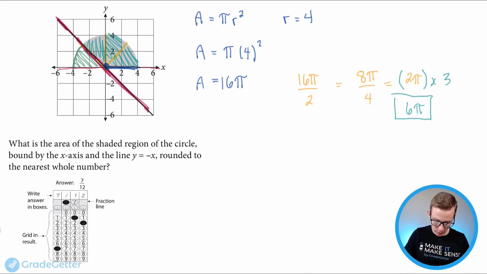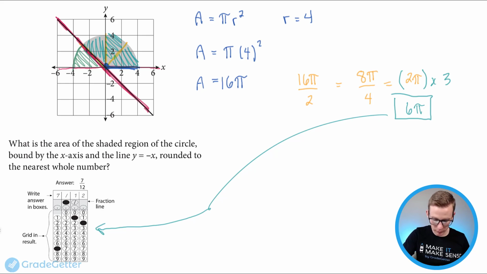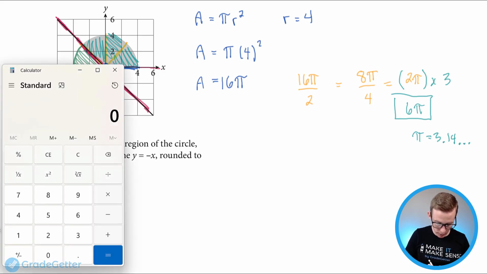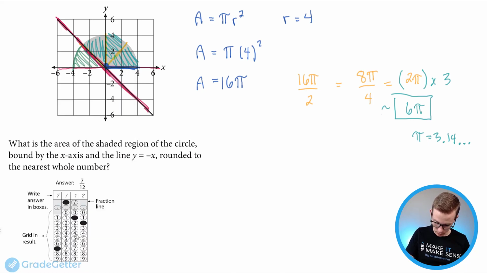But remember, we've got to bubble in our answer, and they're not going to have pi listed as an answer or a number for us to bubble in. So I've got to multiply 6 times pi. Well, pi equals 3.14, and you've got some numbers after that. So if I type this into the calculator, because we are allowed to use our calculator on this portion of the test, and say 6 times 3.14, it's going to give me 18.84. Approximately. So approximately 18.84.